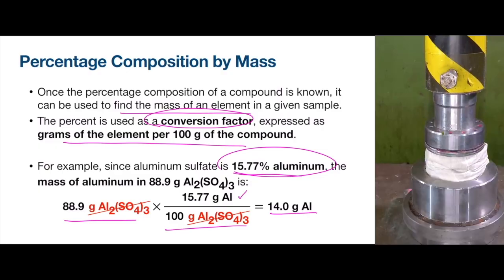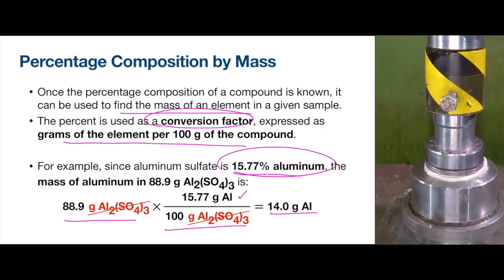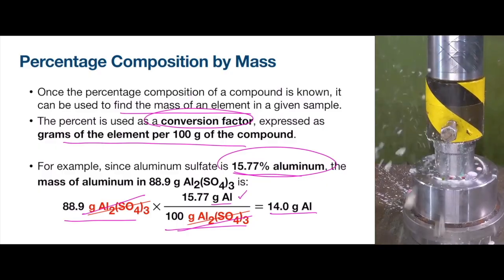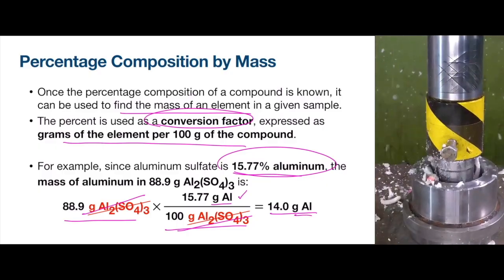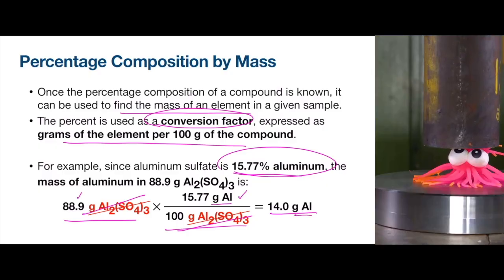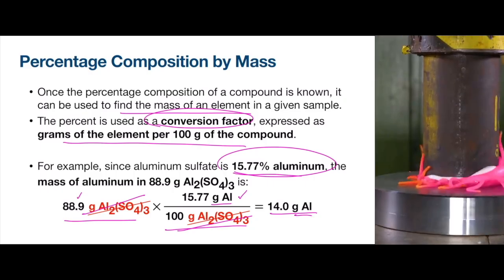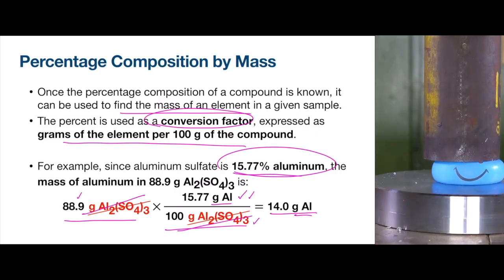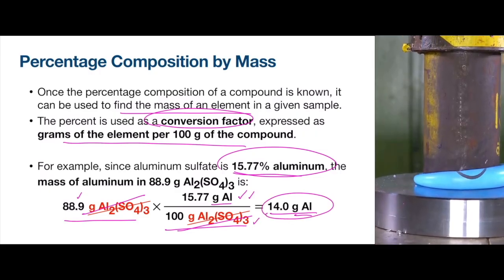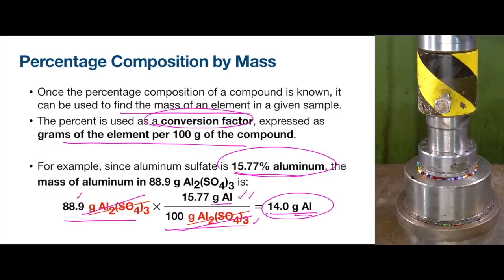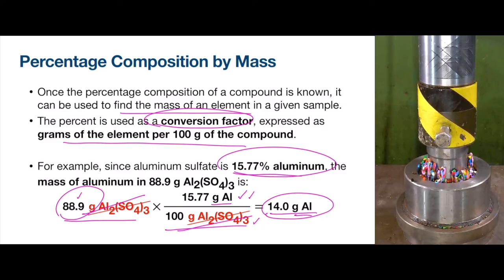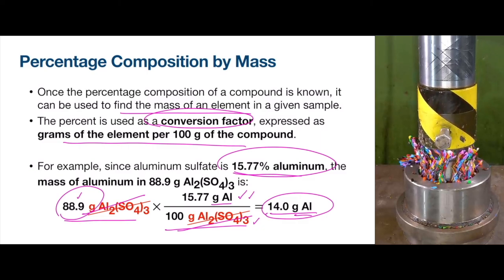So writing it in this manner, we can cancel the units, the grams of aluminum sulfate, leaving us with the correct unit for grams of aluminum. So 88.9 grams of aluminum sulfate multiplied by 15.77 grams of aluminum divided by 100 grams of aluminum sulfate is equal to 14 grams of aluminum. So in 88.9 grams of aluminum sulfate, it contains 14 grams of aluminum.